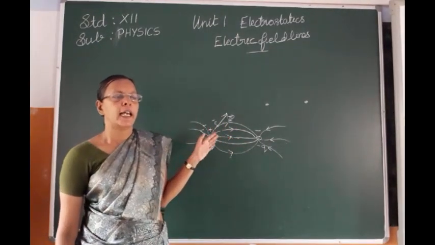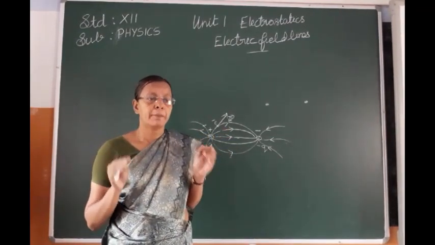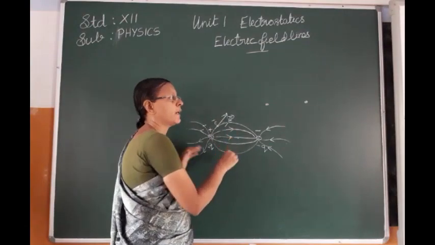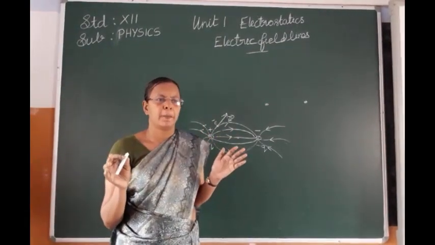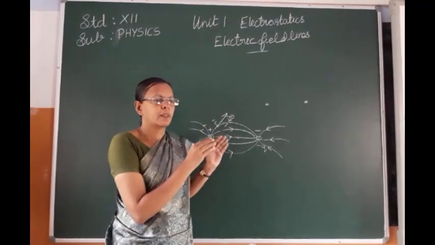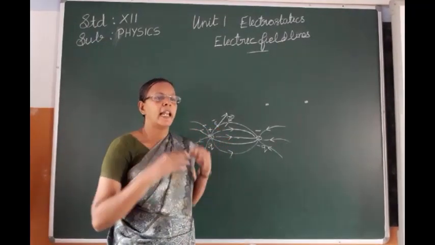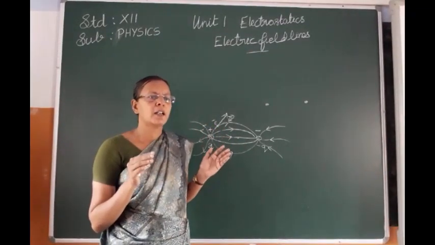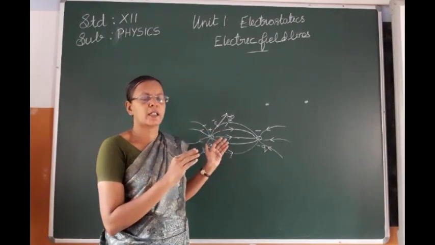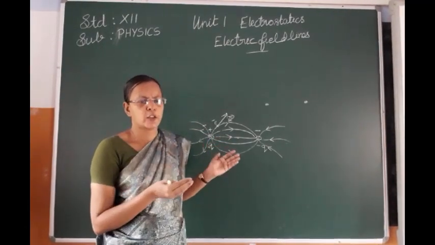Next, the magnitude, the strength. That depends on the density: where the electric lines of force are denser, the magnitude is higher. Where the lines are more, the electric field lines are denser. Where the magnitude is lesser, the electric field lines are also fewer. That is the third one.